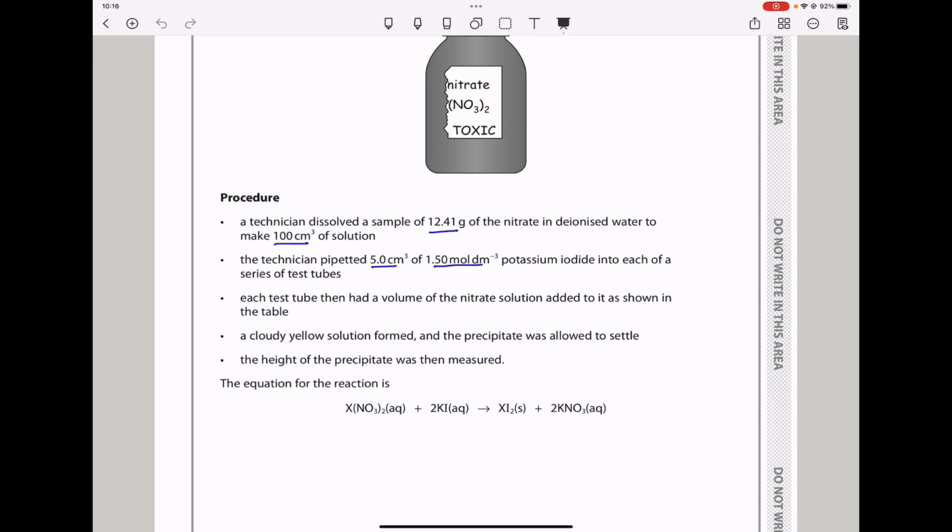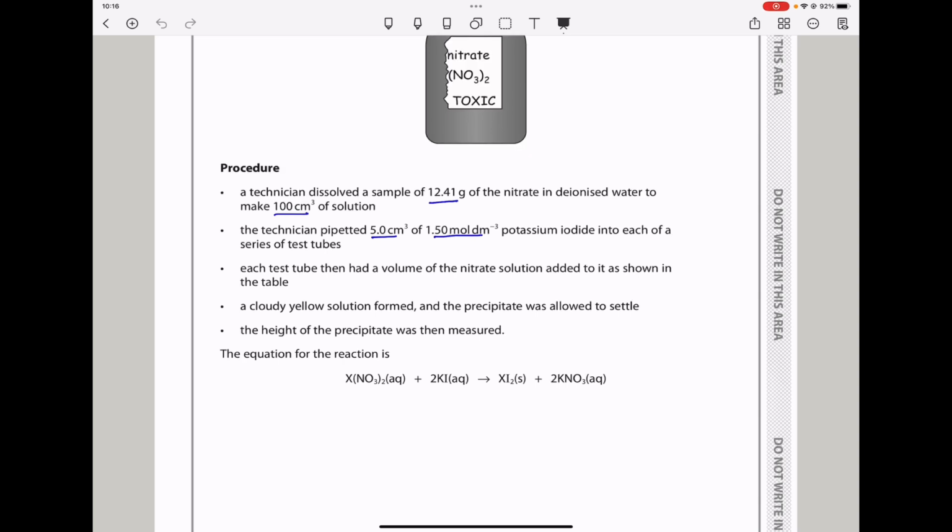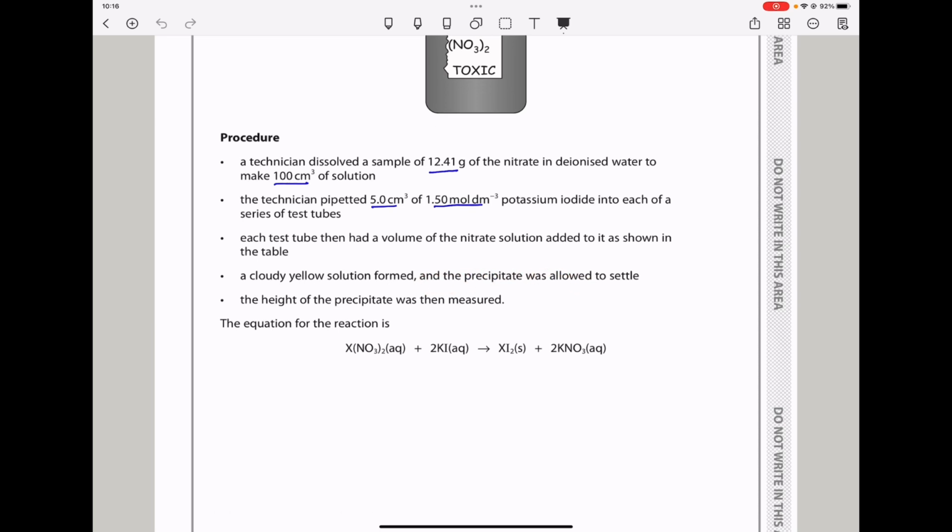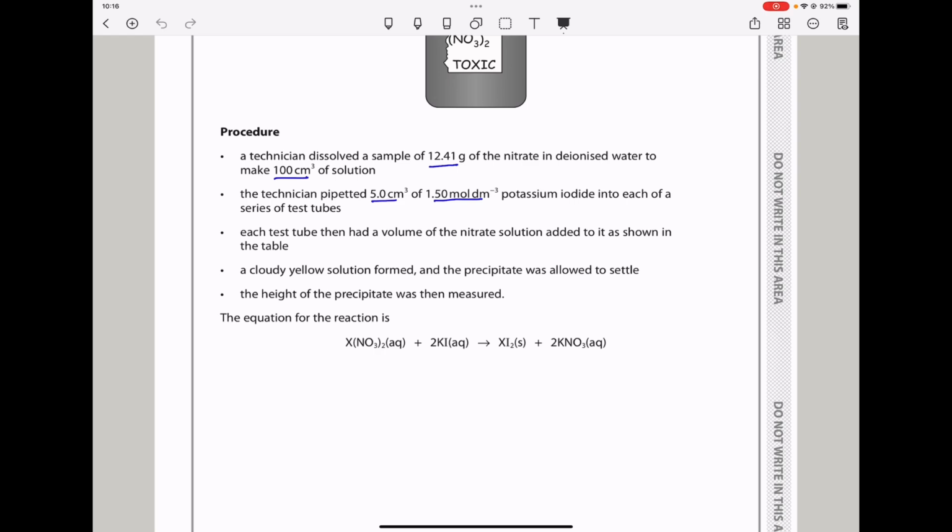series of test tubes. Each test tube then had a volume of the nitrate solution added to it, as shown in the table. A cloudy yellow solution formed and the precipitate was allowed to settle. The height of the precipitate was then measured, and the equation for the reaction is given to us as that.